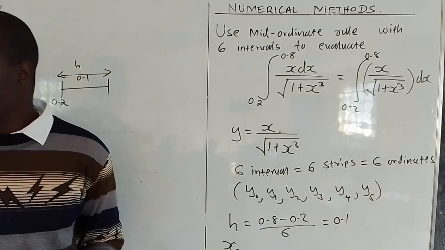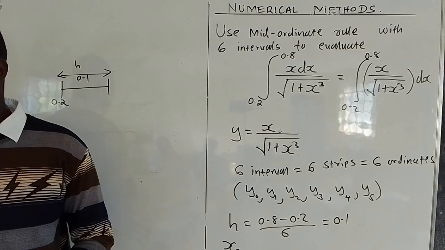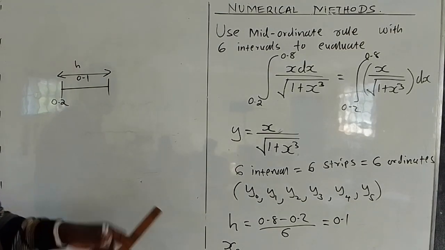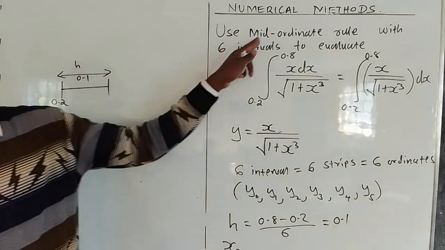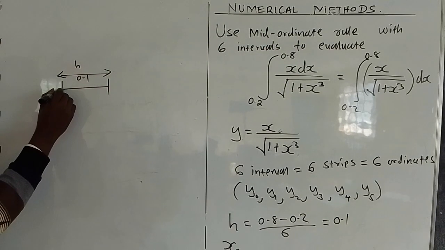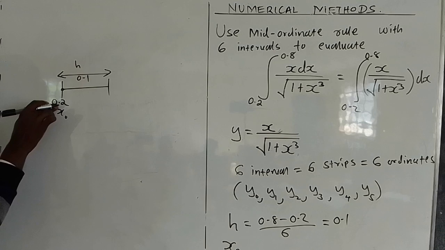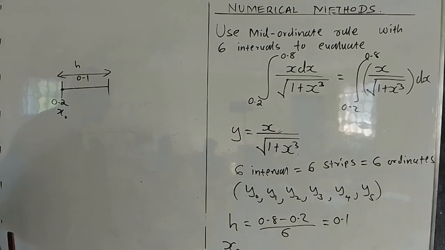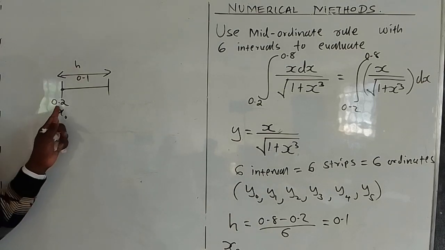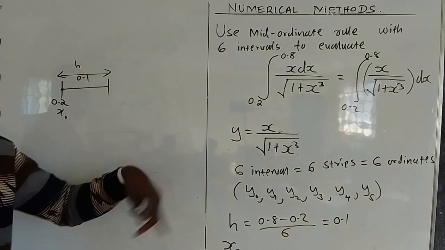Are you seeing the reason why H has to come first? Yes. Are we together? So when you go here, you now check the mid-ordinate rule. When it is not the mid-ordinate rule, X0 is there on the spot, isn't it? So when it is Simpson's or trapezoidal rule, X0 you have here on the spot, 0.2. So you simply add H to it and you are done.